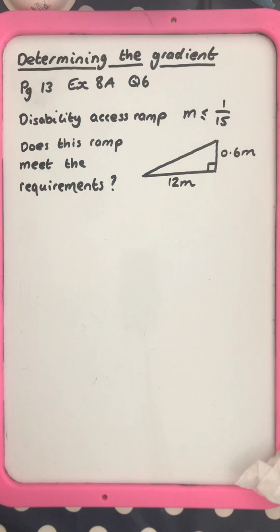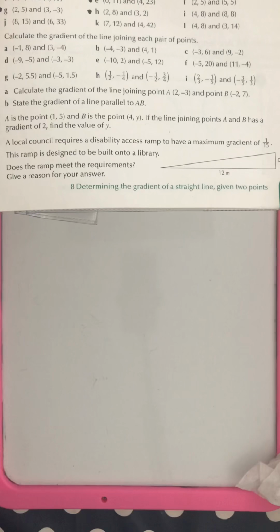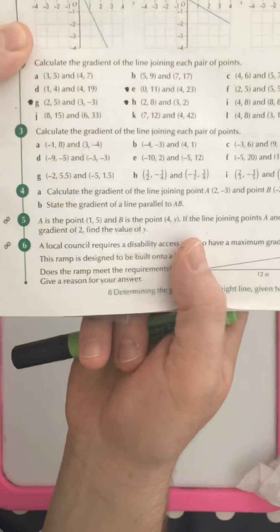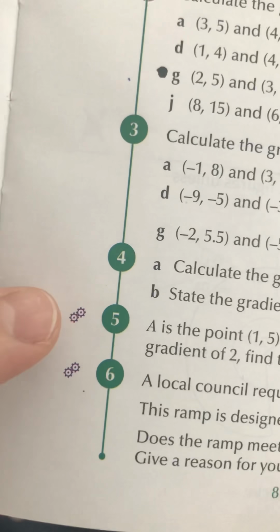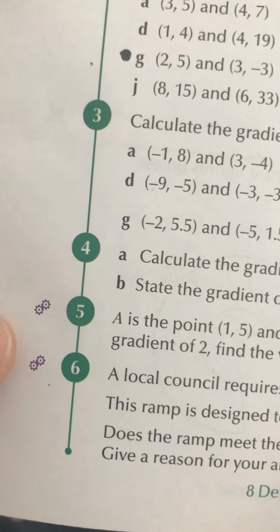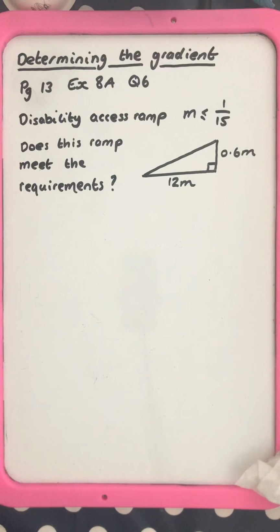Today we are going to look at question number 6. Okay, the one at the bottom. Now, if you have been using the Leckie and Leckie textbooks, you will see that some of these questions at the side have got these cogs, right? This tells you this requires reasoning skills.